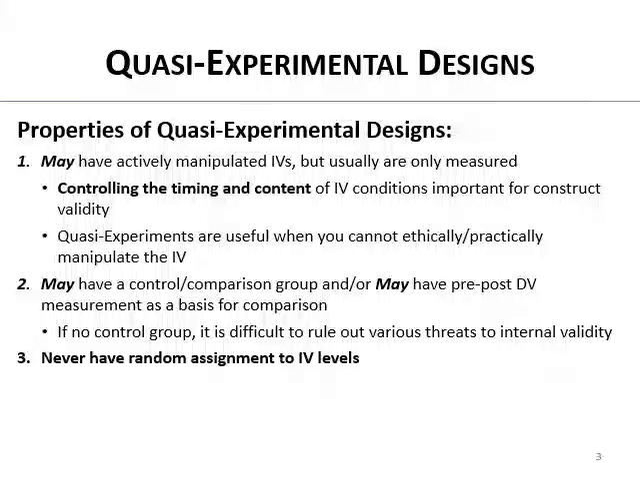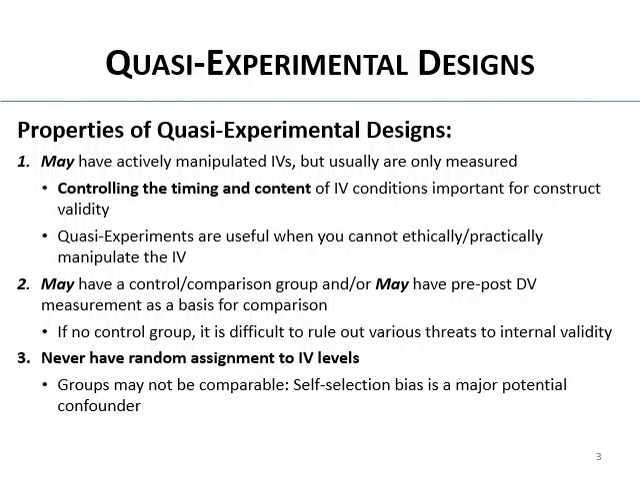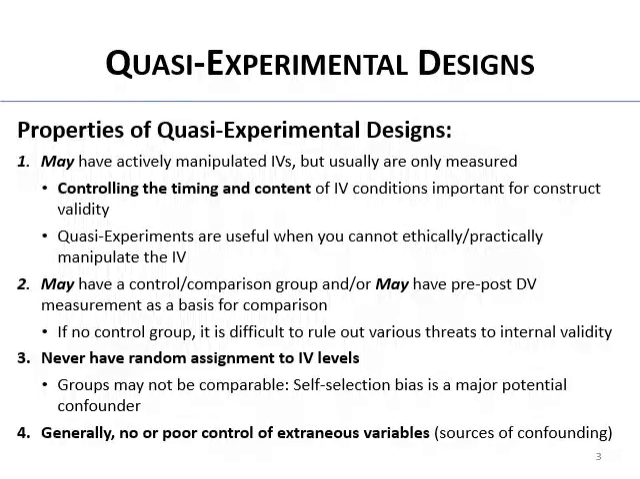Remember that first week, the IV-DV assignment. If you could randomly assign, it could be a true experiment. So the groups may not be comparable. There's self-selection bias. That is the major bias in quasi-experimental designs: people pick their conditions and you just measure them usually. What group are they in?